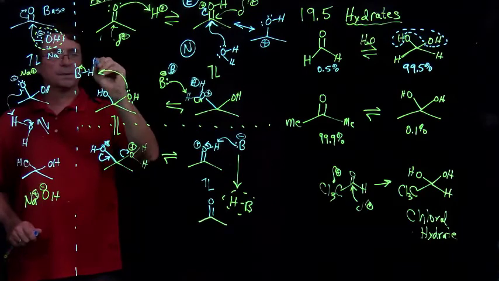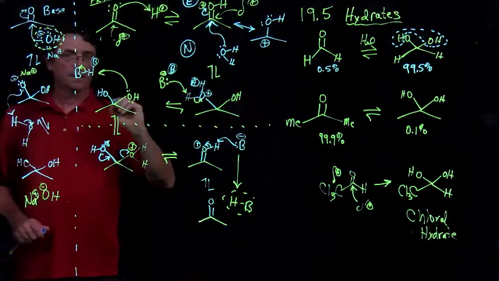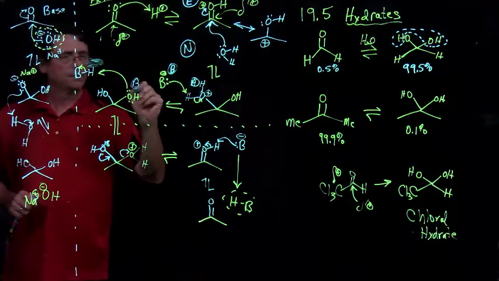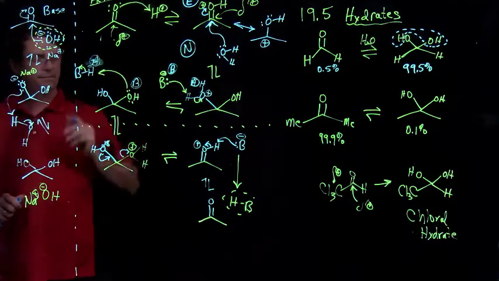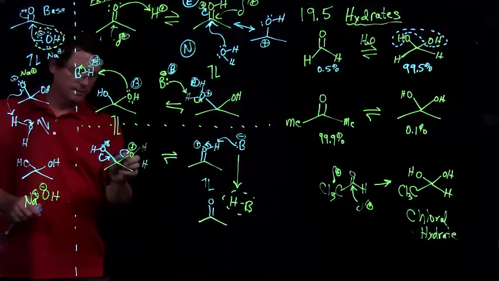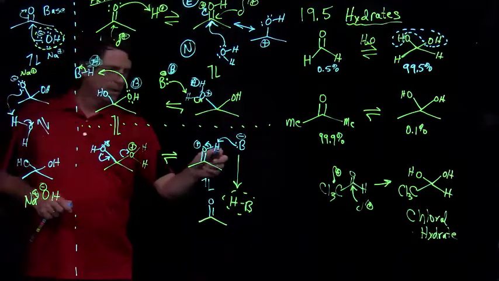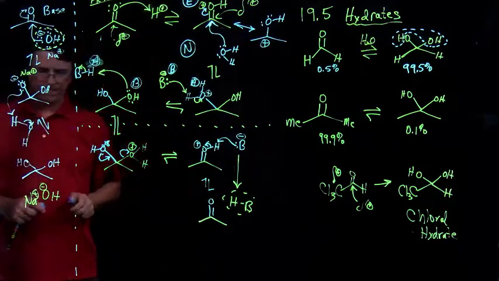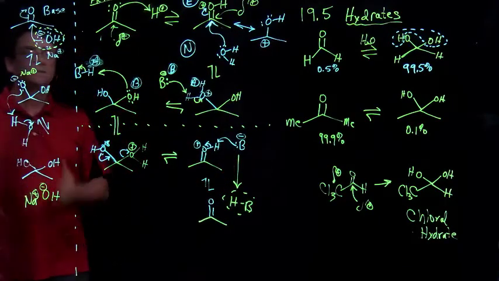So again, this was a base reaction. Sorry, got that one backwards. Here's the base and the acid. And then this we can think of as an internal nucleophile leaving group reaction. And then, again, base and acid. All right. Same thing here.